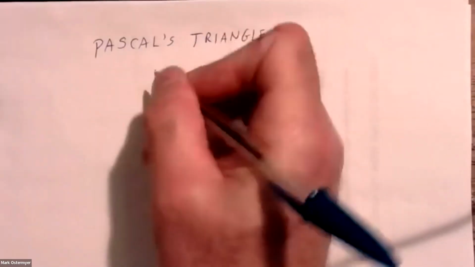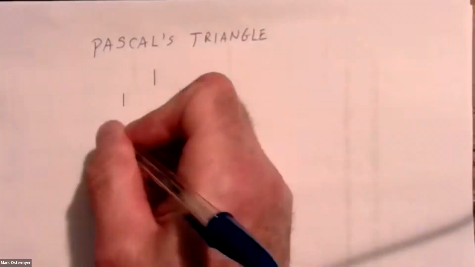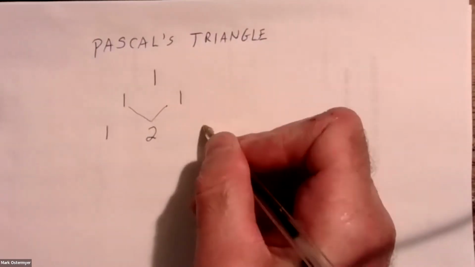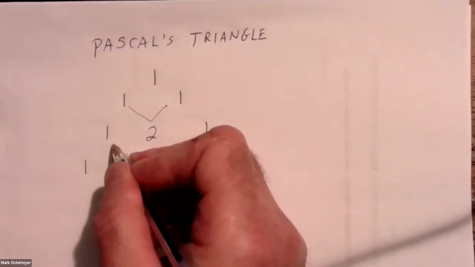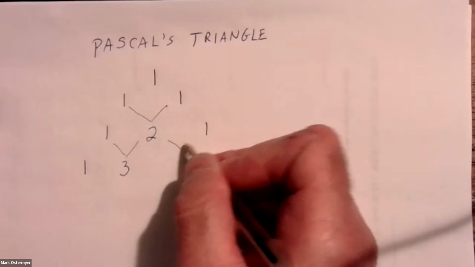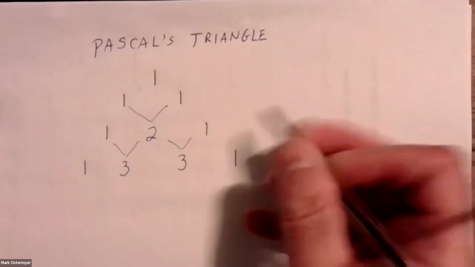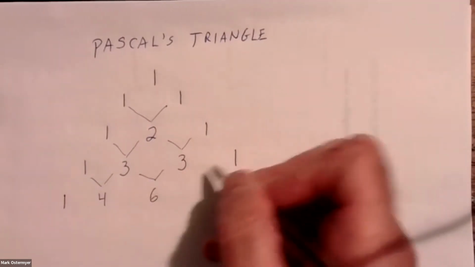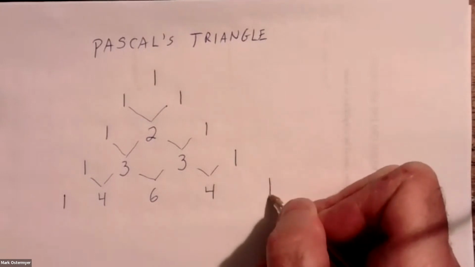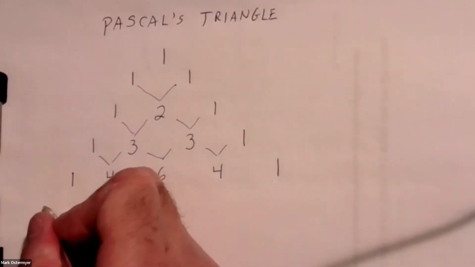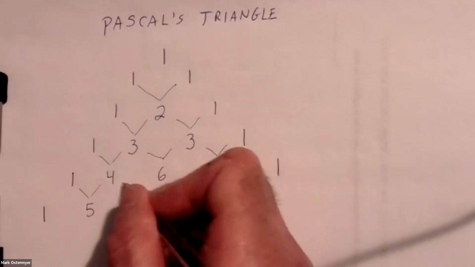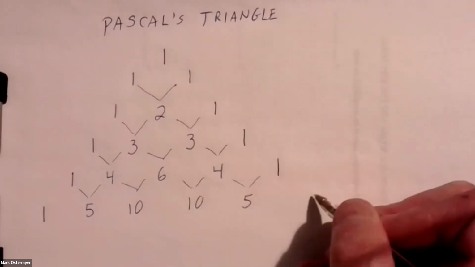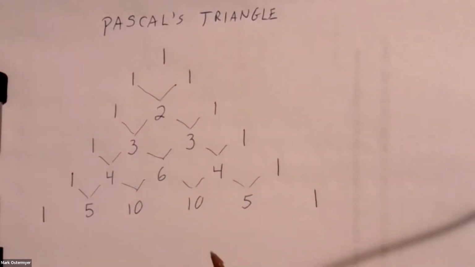It starts at 1, and then we'll have a 1 and a 1. Now the sum of these two numbers, 1 plus 1, is 2, and then we have a 1, 1. 1 plus 2 is 3, 2 plus 1 is 3, and we have a 1. 1, 1 plus 3 is 4, 3 plus 3 is 6, 3 plus 1 is 4, and then we have a 1. And 1, 1 plus 4 is 5, 4 plus 6 is 10, 6 plus 4 is 10, 4 plus 1 is 5. All right, and on this will go.